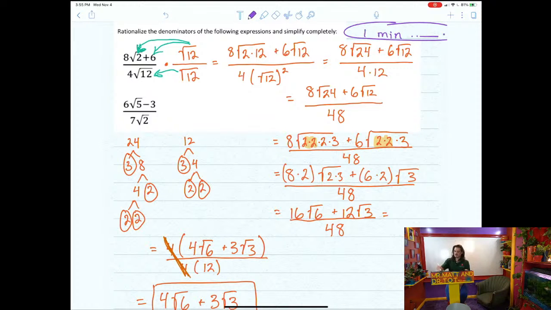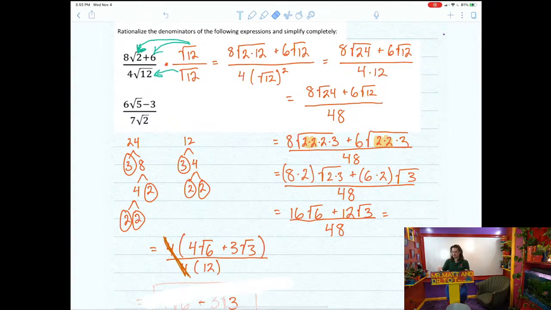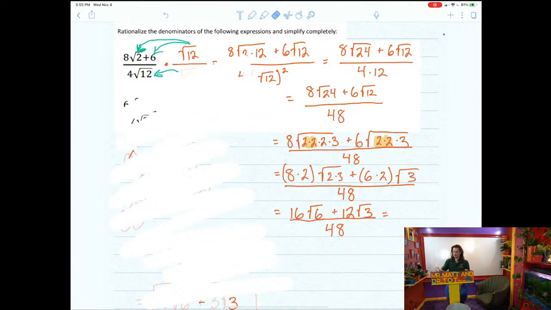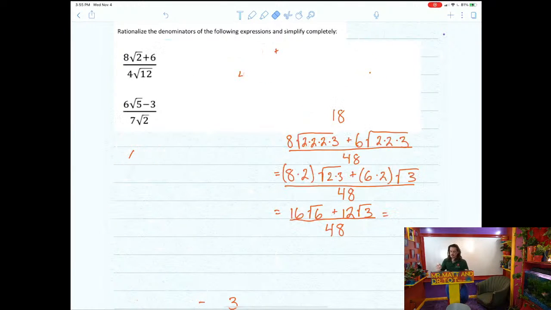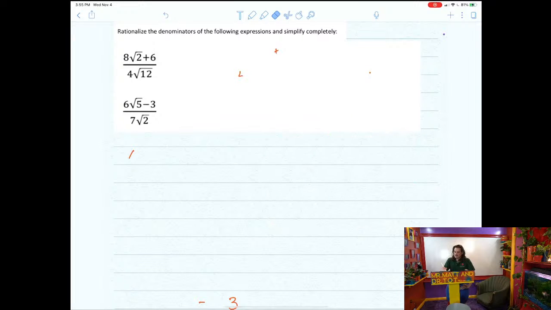Okay, so let's look at this second problem. Let me erase this here to give us some room. Okay, so I need to rationalize this denominator. That means I want to get rid of that square root of 2. So I'm going to multiply by root 2 over root 2.